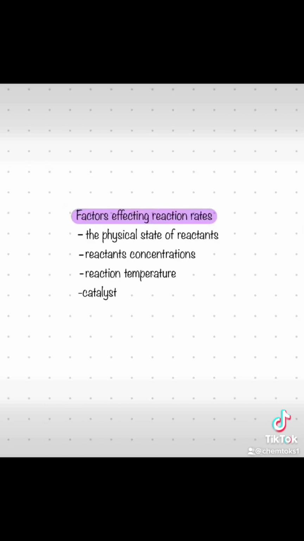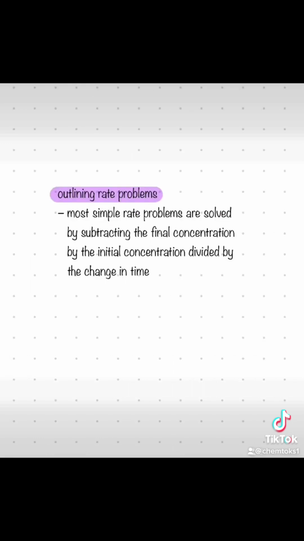Some things that affect reaction rates are the physical state of reactants, reactants' concentrations, the reaction temperature, and a catalyst. When I solve simple rate problems, I look at the chemical reaction and I subtract the final concentration by the initial concentration and divide by the change in time.